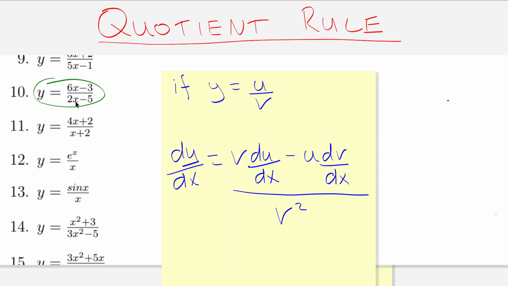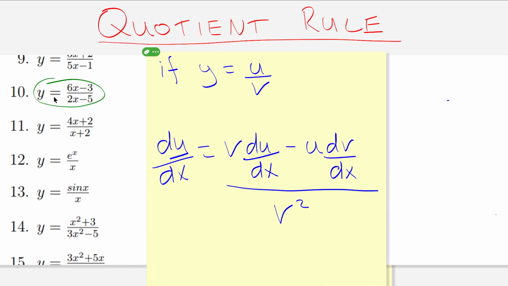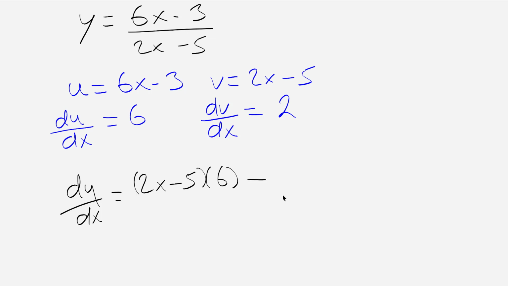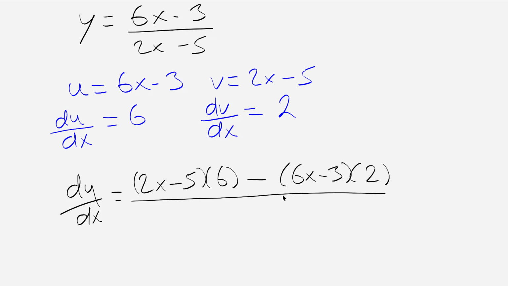So then fill it into the formula. dy/dx is v times du/dx minus u times dv/dx, all over v squared. So dy/dx is v times du/dx, so that's (2x minus 5) times 6, minus u times dv/dx, minus (6x minus 3) times 2, all over v squared, all over (2x minus 5) squared.